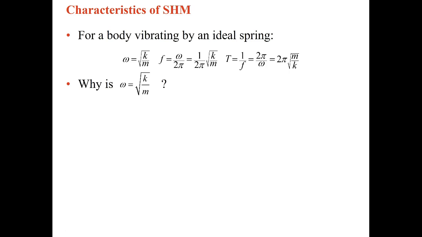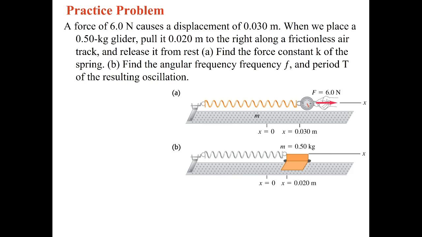Okay, so we talked about this, but if we have a body vibrating on a spring, omega is equal to root k over m. And that comes from our differential equation, d squared x dt squared is equal to negative k over m times x. So k over m was omega squared. And that's what we needed to get this to work. Okay, let's do a quick practice problem and then we'll move on.